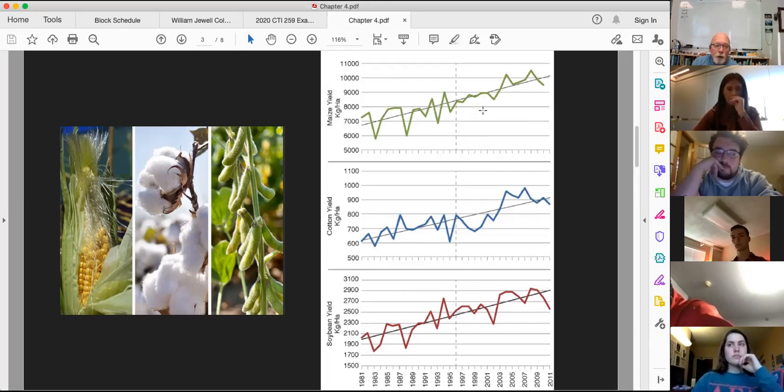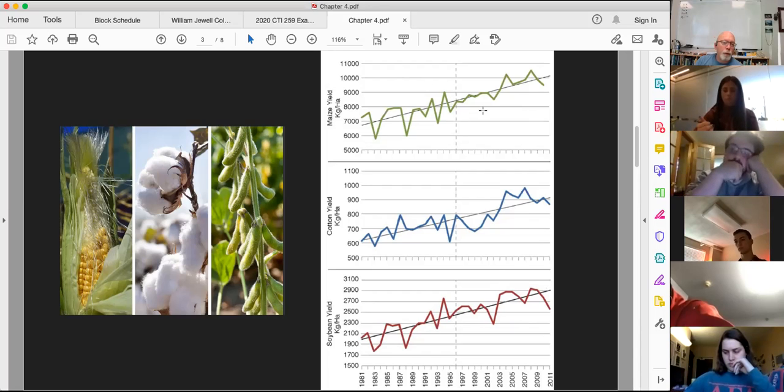So genetically engineered crops aren't seeming to affect yields at all. They increase after the introduction of genetically engineered crops, but they're increasing at the same rate as they were before you had genetically engineered crops. So it's not a crop yield issue why you might use these things, at least not according to these data.